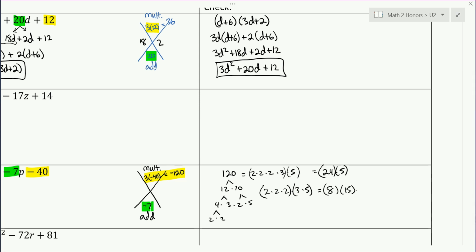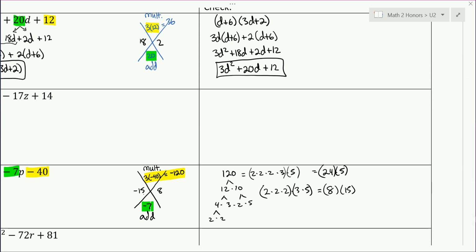Now we want to think about what should be positive, what should be negative. Right? I know I want a 15 and an 8, but which one should be negative? 15, right? Because your answer is negative 7 when you add them, so you want the bigger number to be negative, so that when you add them, you get the negative 7. Okay.